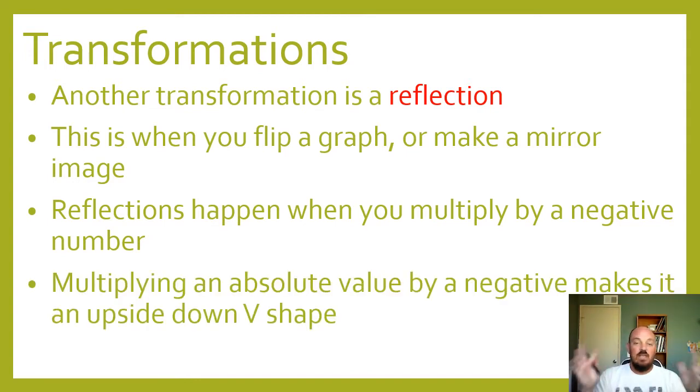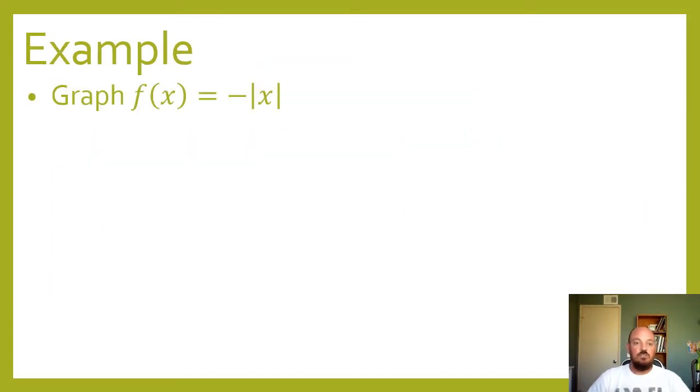So if I take my absolute value function, absolute value of x, and I multiply it by a negative, what it does is a vertical reflection over the x-axis, and it takes that V shape and flips it upside down. So it's an upside down V shape. So for our first example today, let's just graph f of x equals negative absolute value of x.